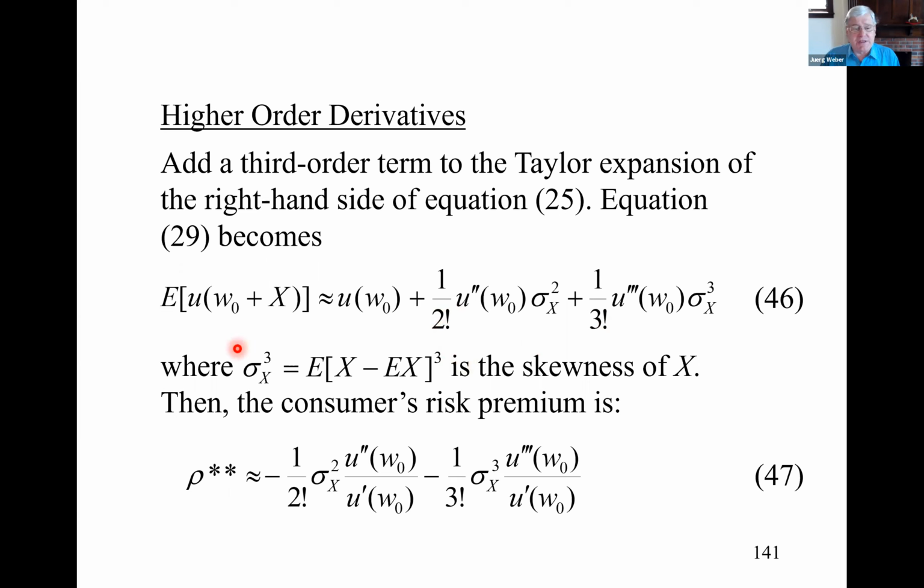So we now plug this in, and we work again through those equations that we had last time, and we get this new term here. Now, sigma to the third power measures the skewness of the distribution of x. So the consumer's risk premium will have this additional term. This we had before, but this we have now on top of it.